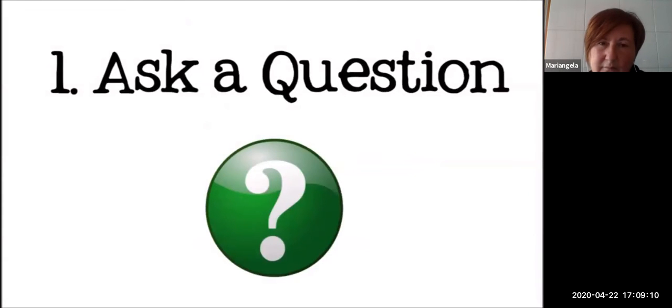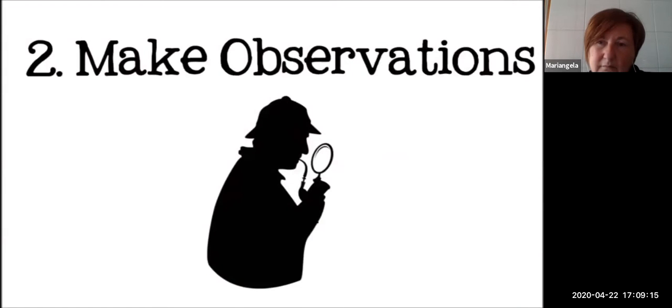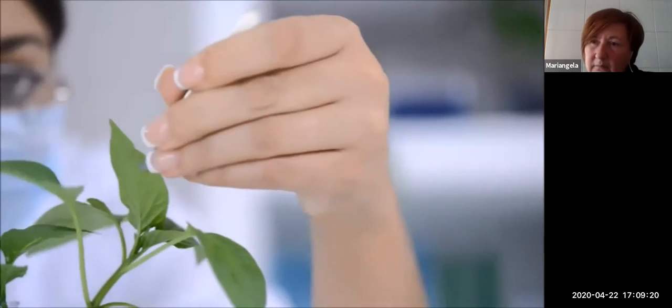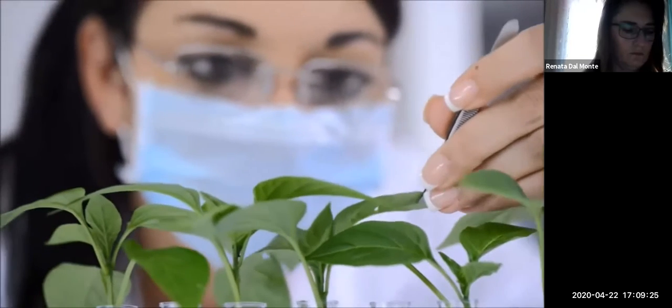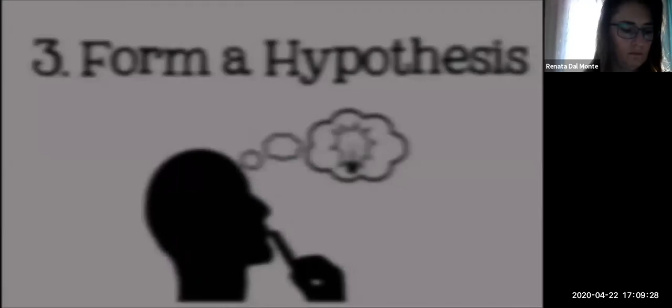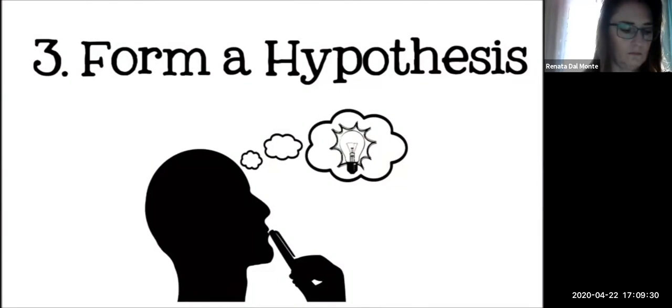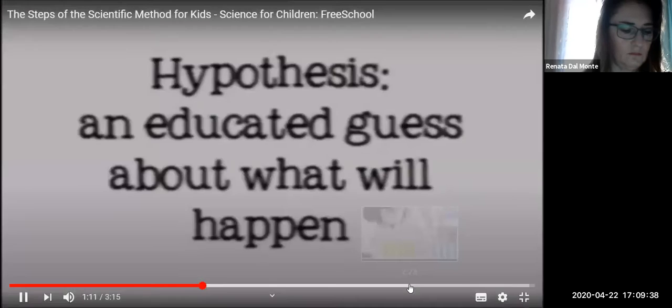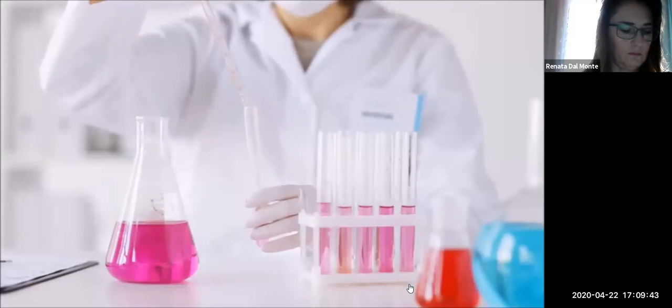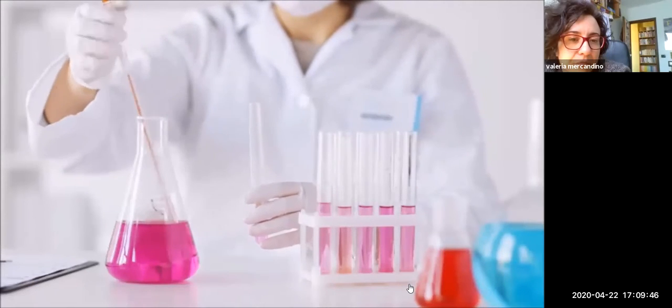First, ask a question or identify the problem you would like to solve. Second, make observations and do research about your topic. Observation means to study carefully. Once you have observed and researched your problem, you are ready for step 3. Form a hypothesis. A hypothesis is an educated guess about how something works. In order to be useful, a hypothesis needs to be testable. This means that you can actually test it and see whether it is true or not.